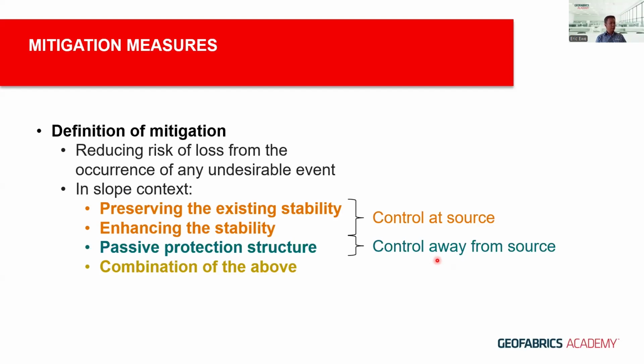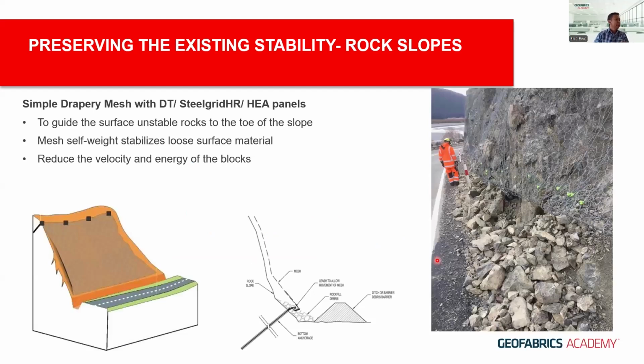Or when the problems most often become slightly bigger and more complex, then we can consider what we call passive protection structures. And this is control away from the source or threat area. And again, it can be a combination of the above. Let's have a look very quickly at what it means.